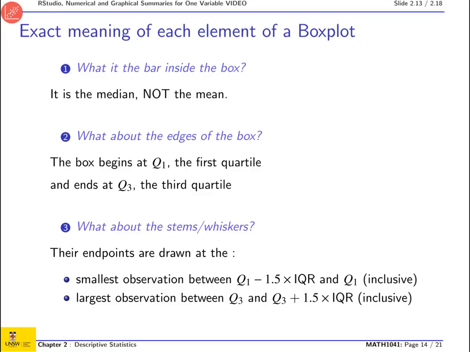The difficulty is what goes at the end of the whiskers. It's not those values. It really is the smallest value between Q1 and that, and the largest value between Q3 and this. In other words, it has to be a value in your data set.